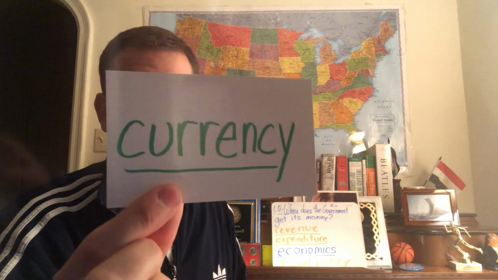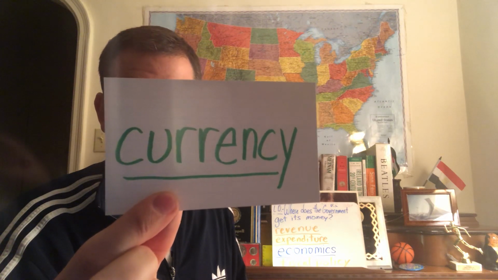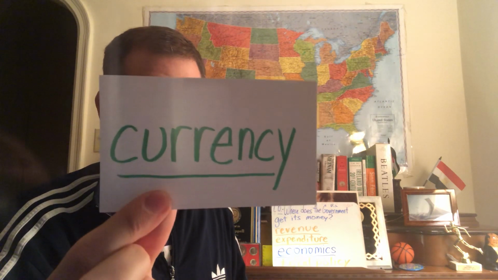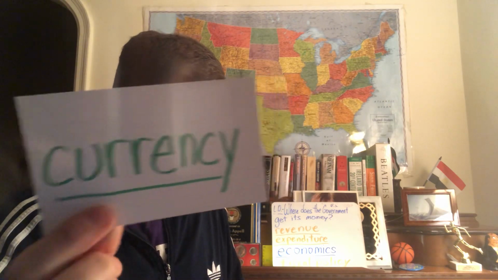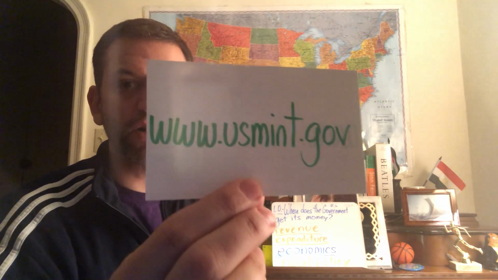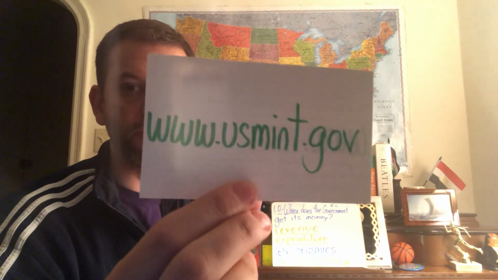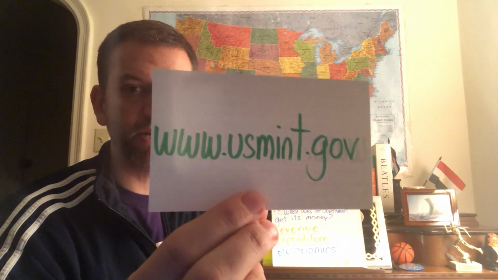Well, first of all, they have to actually make the money. Money that you use, the coins and the bills that we all use, is called currency, okay? So every country has currency. And those of you who are in my class know that I like to collect different currency. In the United States, the Treasury Department is in control of making our currency, but the specific group that makes the money is called the United States Mint. And they have their own website, www.usmint.gov.